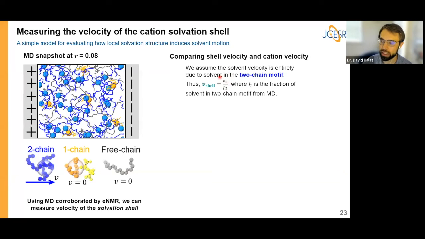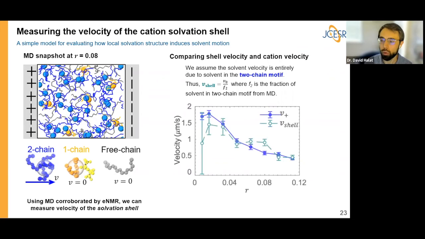We assume that's the only contribution to the solvent velocity. So what we can then do is take the eNMR solvent velocity that was measured and divide it by this fraction to calculate the velocity of this shell. If the hypothesis is correct and this model is right, what we're expecting to see is that the shell velocity and the cation velocity from eNMR should trend similarly. When we make this comparison, we see that the values are similar within error across a range of concentrations. That means that the cation migration is directly responsible for moving the solvation shell, since the cation is the charged component of this structure.